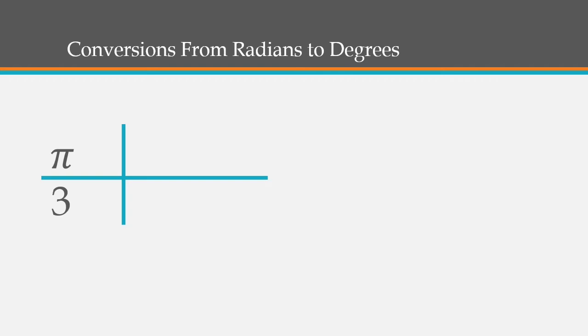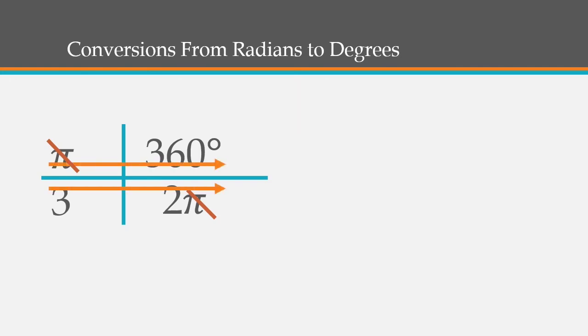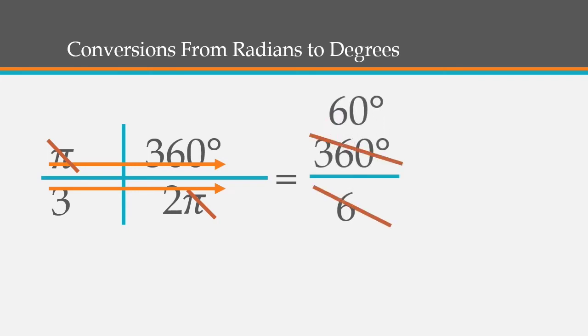Now this time at the bottom, we're going to have 2 pi because we're trying to get rid of radians. And at the top, we're going to have 360 degrees because we're converting to degrees. Now again, we are using full circles. The 2 pi is a full circle in radians, and the 360 is a full circle in degrees. We multiply straight across, and we end up with 360 divided by 6, which simplifies to 60.